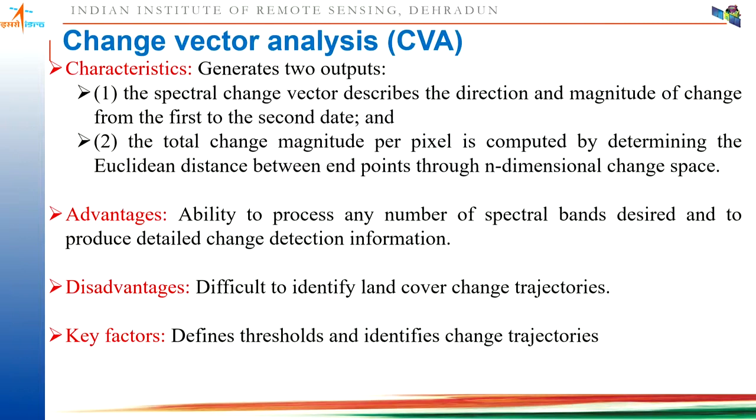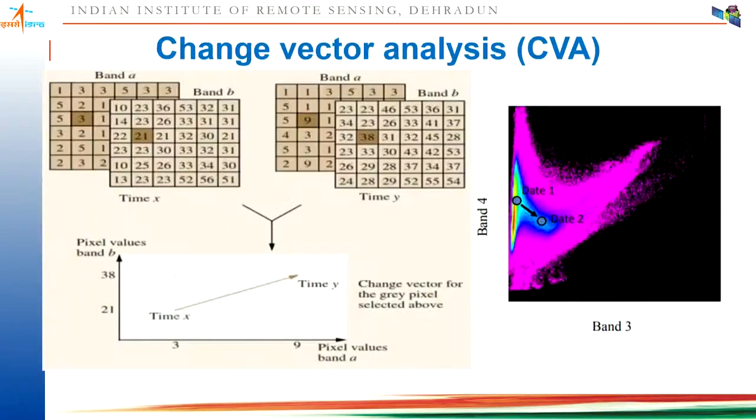But the disadvantage is that it is very difficult to identify land cover change trajectories, meaning exactly where a particular pixel is going. It tells us the magnitude, but how much it is changing and where it is changing, we don't know. But any number of spectral bands can be used.